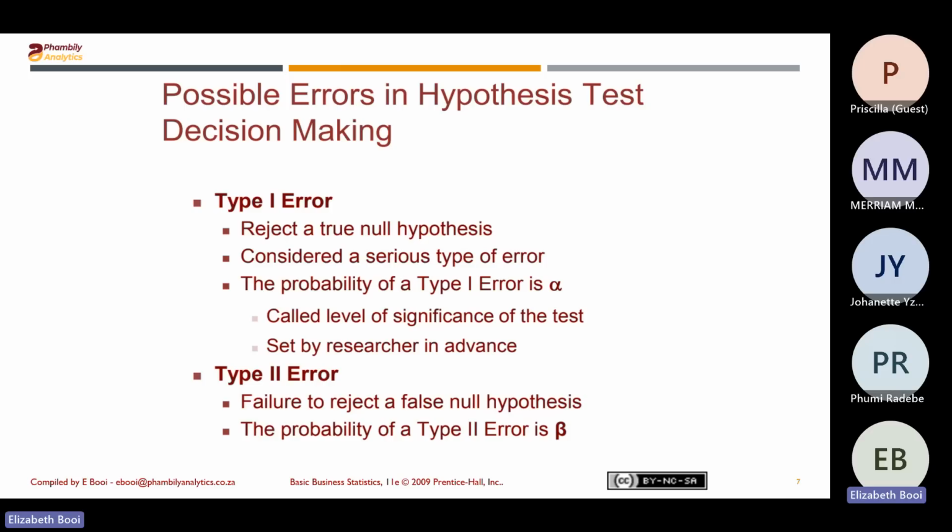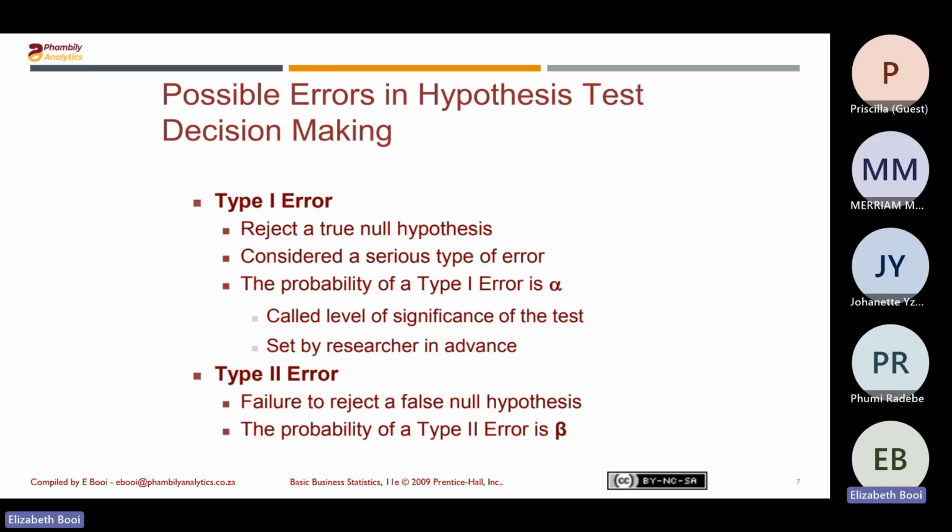Now, when you have those kind of situations, then you are bound to make some errors. Sometimes there are errors that we create, even with how we normally state our null hypothesis and our alternative and how we do the decision. But you need to know these errors. So type 1 error is an error where we reject the true null hypothesis.